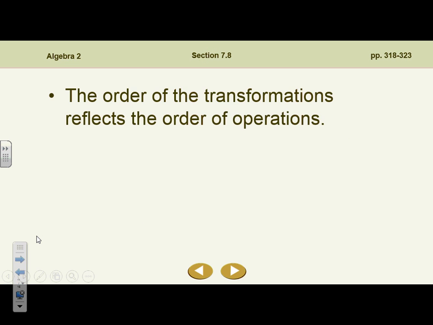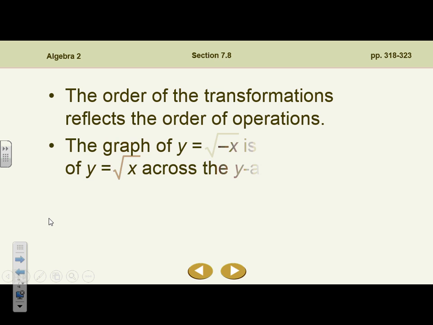All right. Does the order of the transformations matter? Yes. It is like reverse PEMDAS is what it is. Just like when you solve. You guys realize that when you solve, you do all the adding and subtracting first, then you do all the multiplying and dividing to get away from that variable. Similar thing happens with graphing in order of transformations.